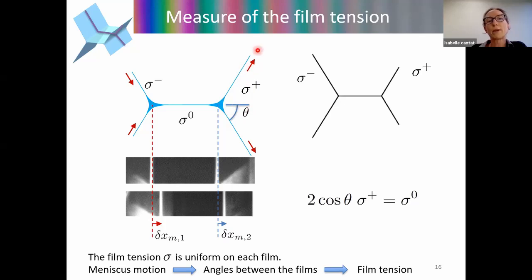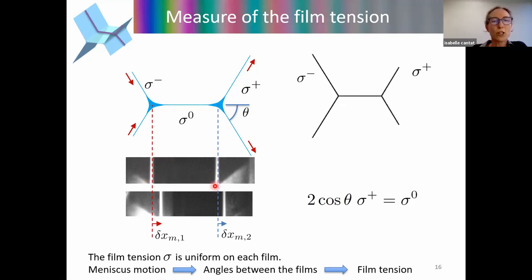If I stretch this one, the tension will increase and the angle will increase too. And this angle increase will move the meniscus. Here you see. So if you increase the angle, you just, by geometrical rule, move this meniscus in this direction. So this is what you see in the middle of the film, seen from the top.